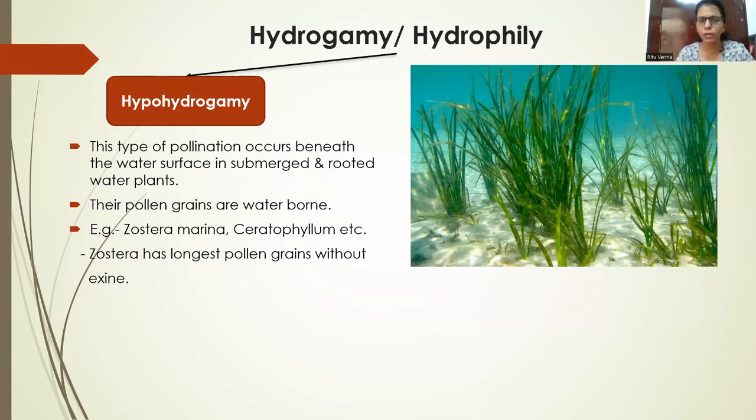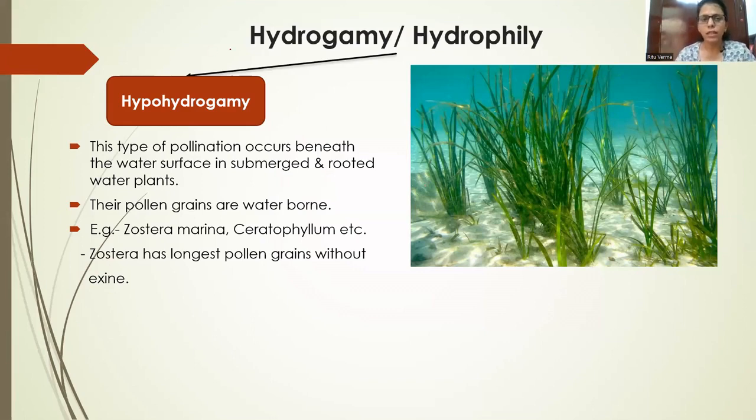the transfer of pollen grains from the anther of the flower to the stigma of the flower. Now, for this transfer of pollen grains from anther to stigma, there are different agents which help the plant. One agent is wind, which we have already discussed in the previous video. And in this video, we are going to discuss the second agent, which is water.